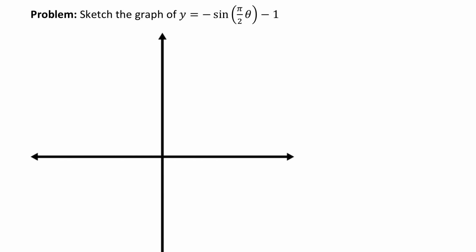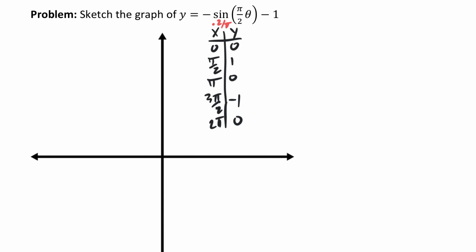All right, one more to try. We have negative sine pi over 2 theta minus 1. Go ahead and pause the video and give this a try. All right, assuming you gave this a try, we take our initial table with 0, pi over 2, pi, 3 pi over 2, 2 pi, and 0, 1, 0, minus 1, 0. The x's are going to get multiplied by 2 over pi. That's kind of weird. The y's are going to get multiplied by negative 1 and then subtract 1.